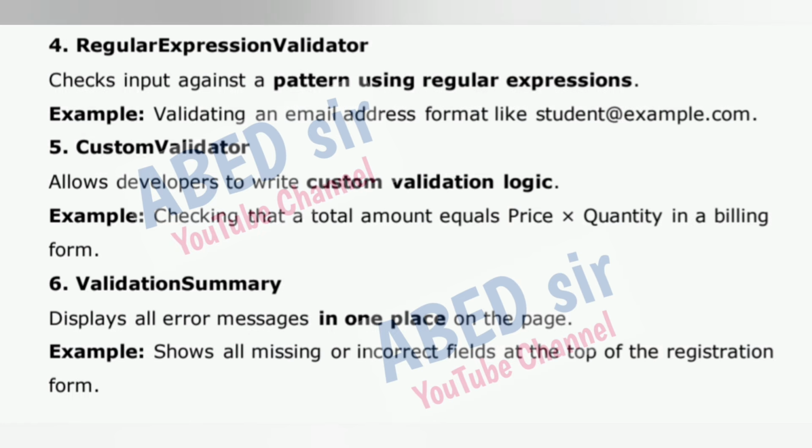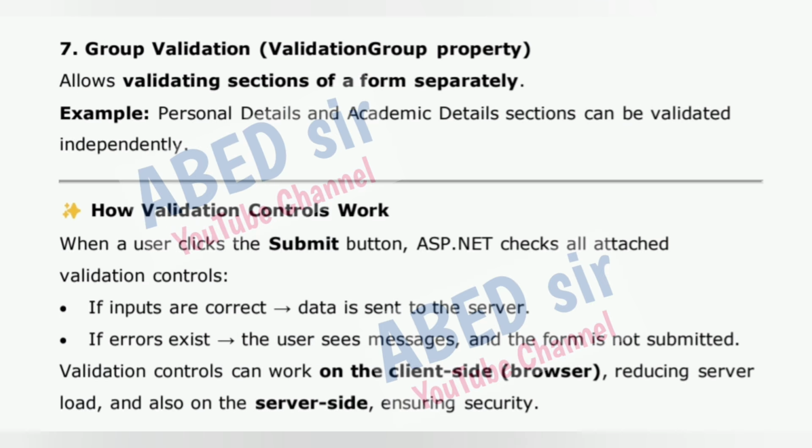6. Validation summary. Displays all error messages in one place on the page. Example, shows all missing or incorrect fields at the top of the registration form. 7. Group validation, validation group property. Allows validating sections of a form separately. Example, personal details and academic details sections can be validated independently.